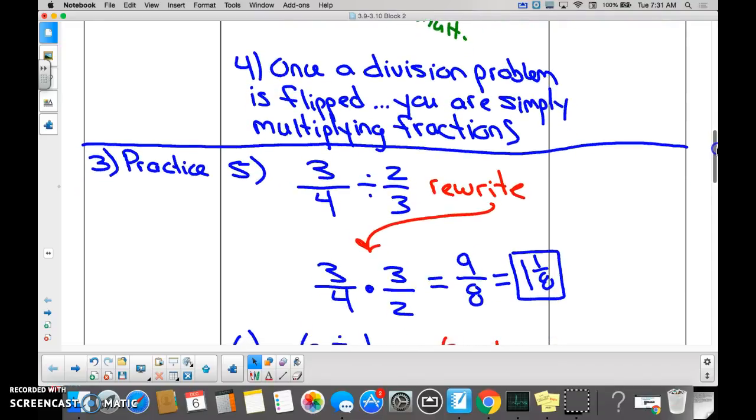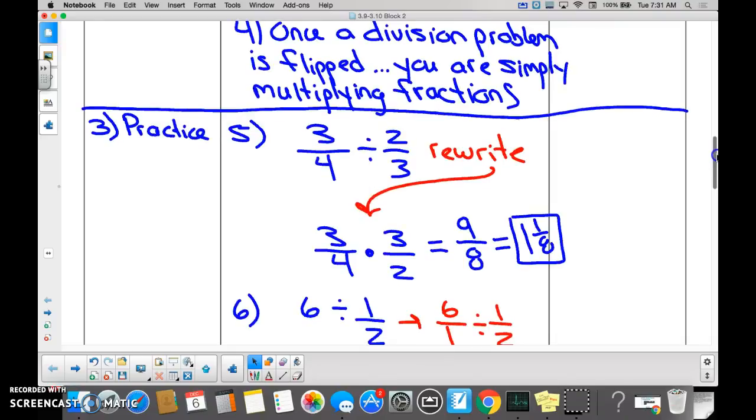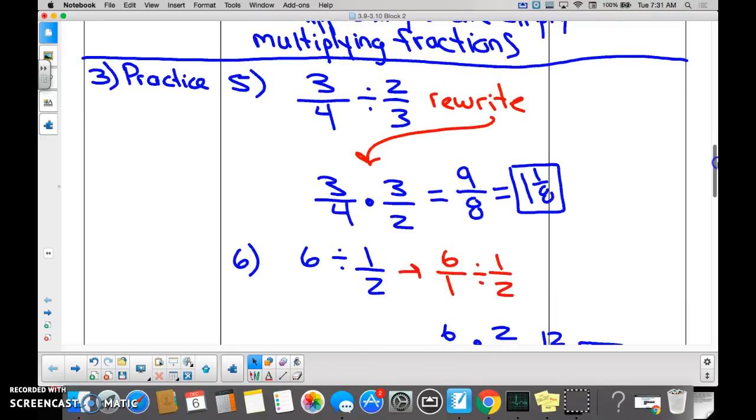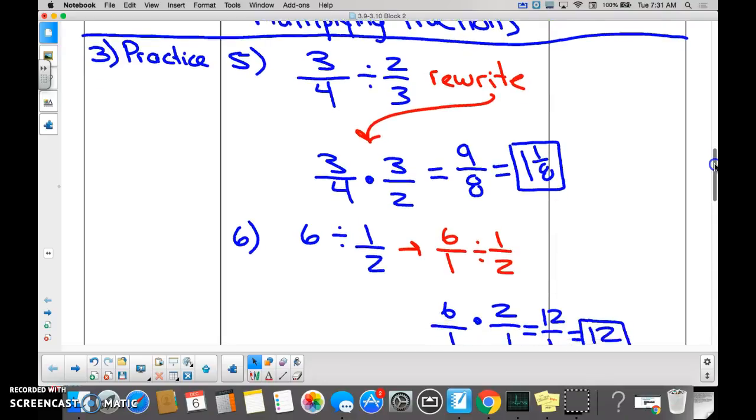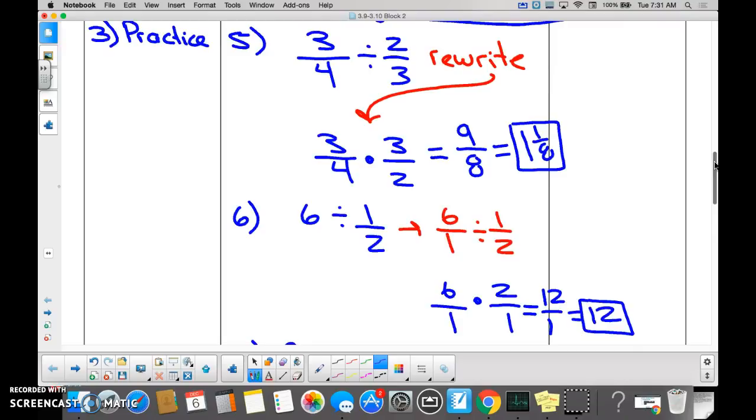I demand that you rewrite all fractions that are division and they become multiplication. So when you have 3/4 divided by 2/3, you follow your saying, when dividing fractions, flip the second and multiply. 3/4 divided by 2/3 becomes 3/4 times 3/2. There is nothing to cross reduce, so you simply multiply. You have an improper fraction as your answer. You convert it to a mixed number, 1 1/8.